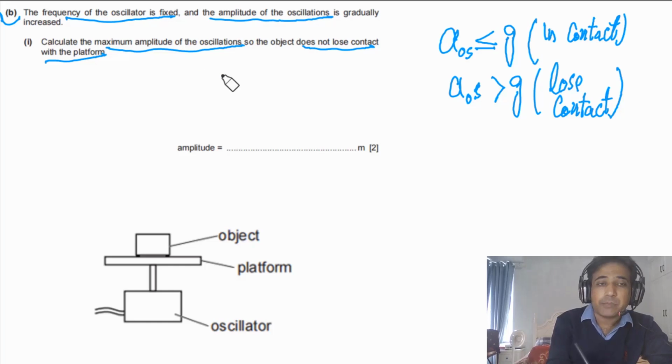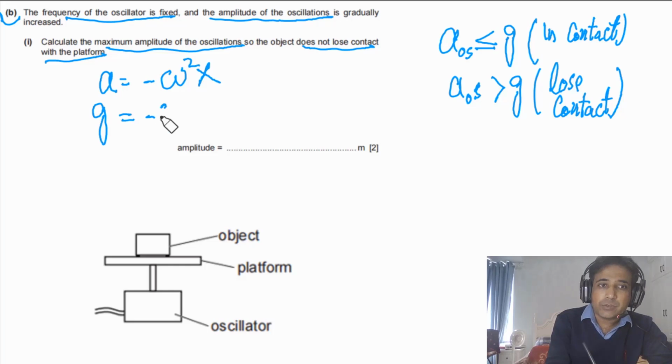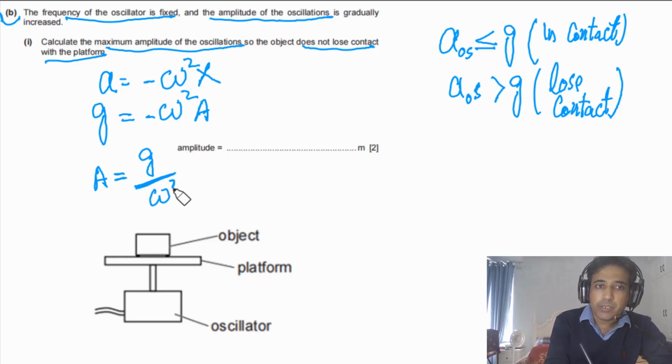Now how can we calculate the maximum amplitude? So simply we can say a is equal to minus omega squared x. A in this case will be equal to g, the maximum value of acceleration. So this is equal to minus omega squared, and this one is A. We need to find the value of A. So we will get in this case the value of g divided by minus omega squared. We are only interested in magnitude, so simply we can say this is divided by omega squared.